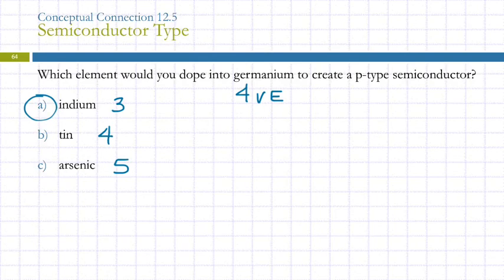Any questions? What kind of a semiconductor would we get if we put arsenic in there? We get an N-type, because each arsenic atom has 5 valence electrons. That's 1 more than germanium has. And so that valence band's full, that extra electron has to go up into the conduction band. If you put tin in there, it's not going to really change anything.